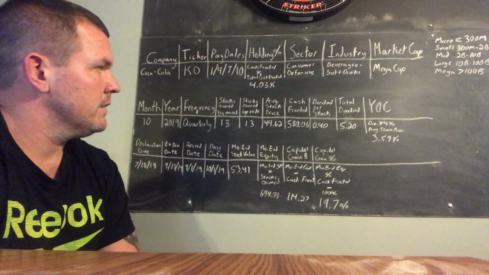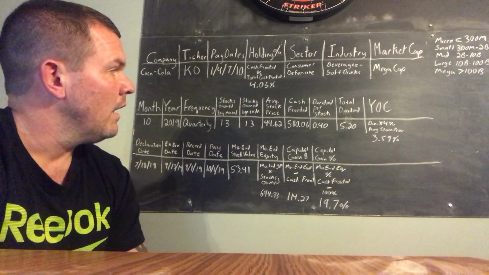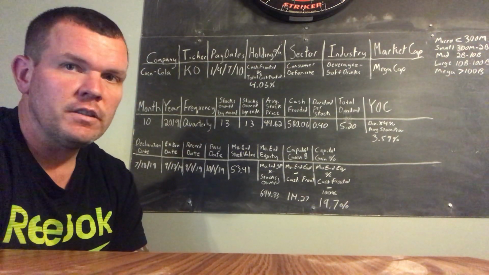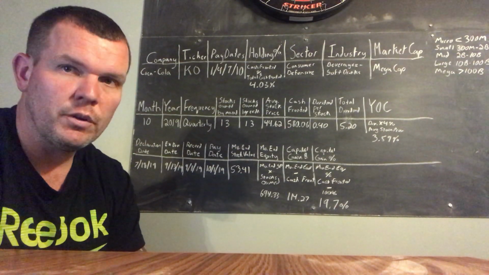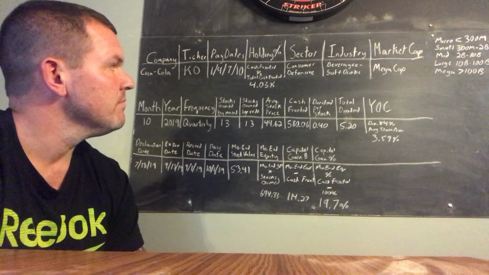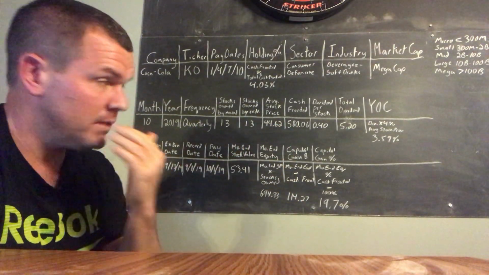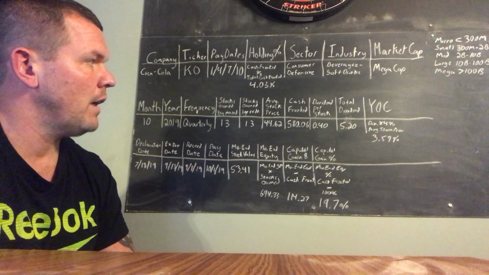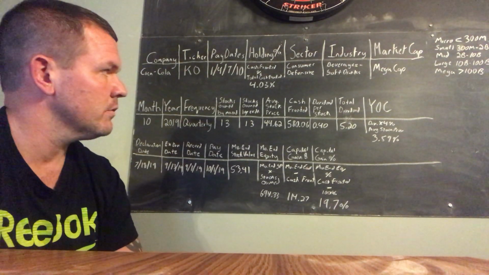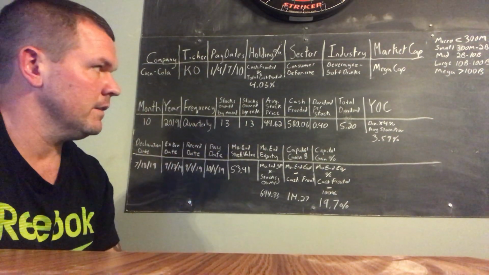Average stock price, basically, it's my average stock price. So I purchased 13 shares in total for Coca-Cola, and the average price is $44.62. Cash fronted, basically, that's the average stock price times 13. So I fronted $580.06 for Coca-Cola.